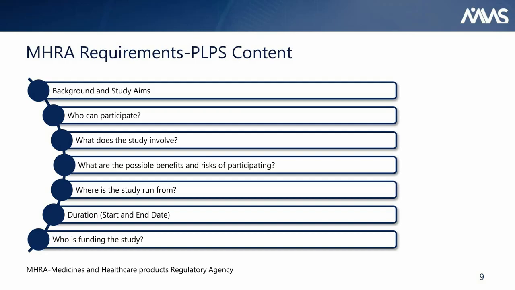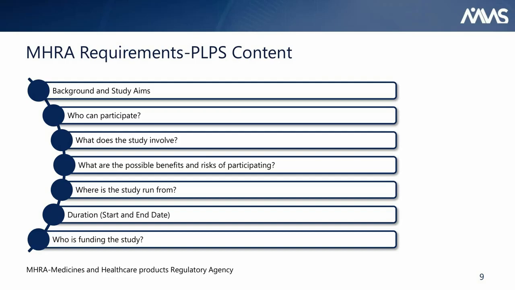To know what are the possible benefits and risks for participants, it should answer questions like what can participants gain from enrolling into the study? Are there any side effects of the treatment? And if so, what are the symptoms expected? Where is the study run from? This section should illustrate which institution is managing the study. When is the study starting and how long is it expected to run for? This section must mention the overall start and end dates.